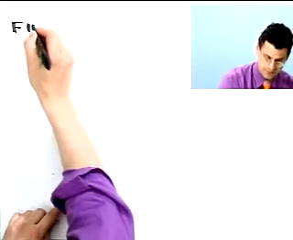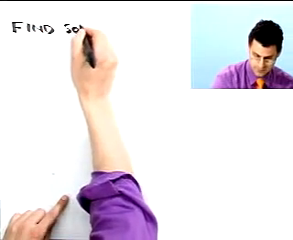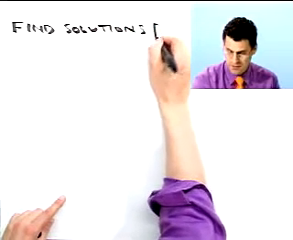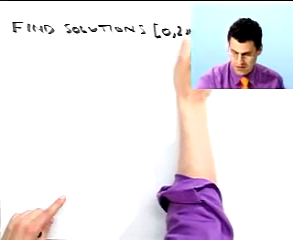Okay, so let's take a look at some more exotic trig equations that we want to solve. But now I'm going to put a little extra restriction on them so we don't get infinitely many solutions. In these questions, let's find all solutions that are between 0 and 2 pi.